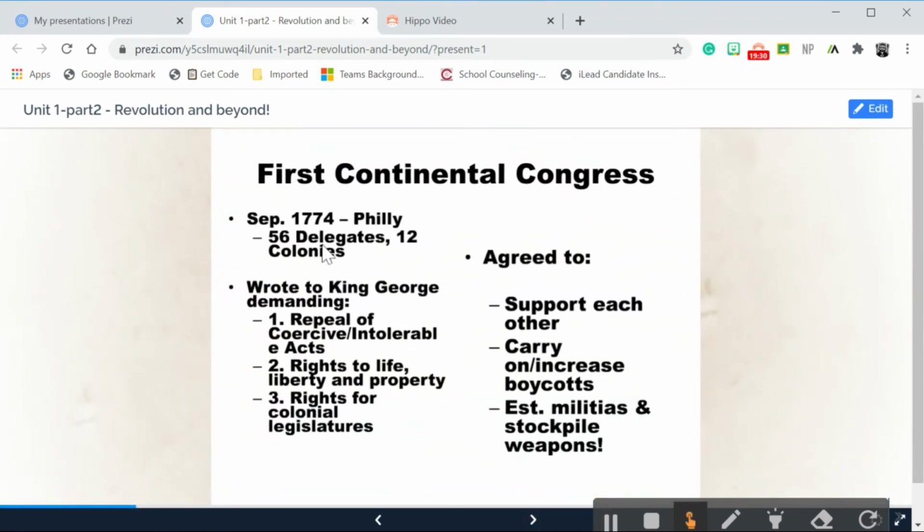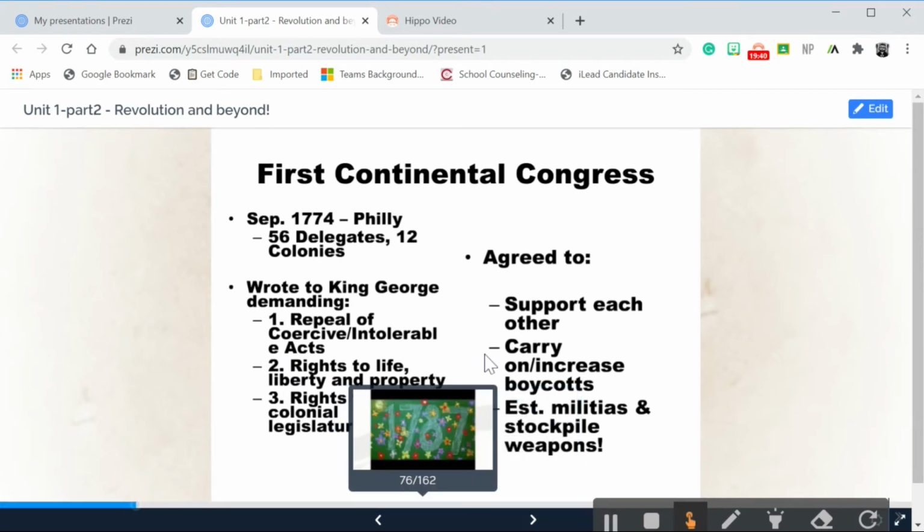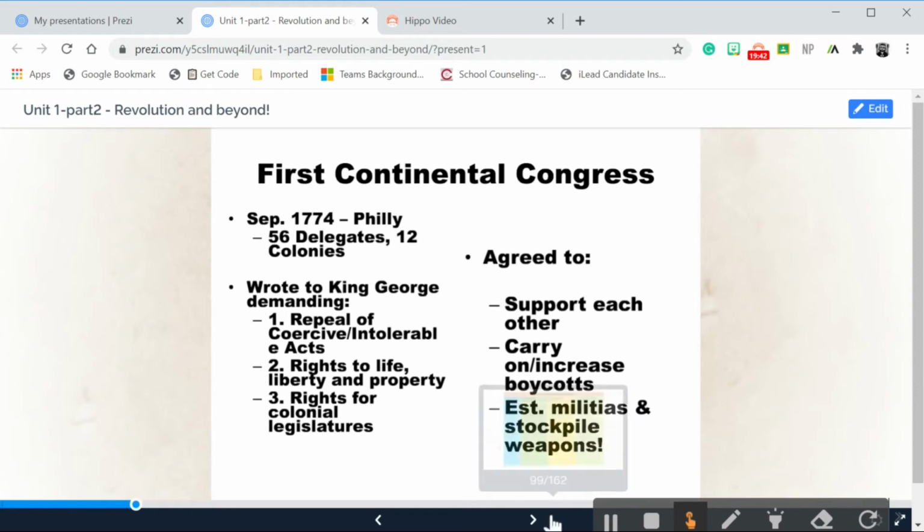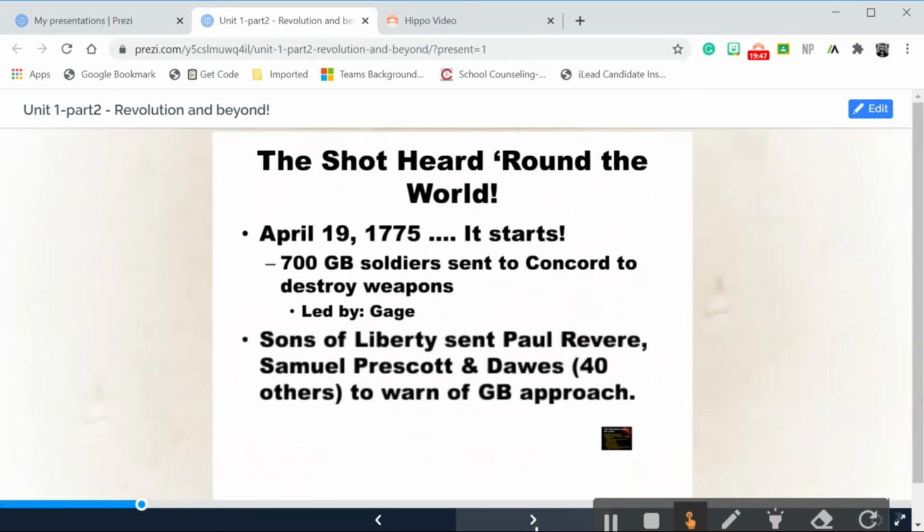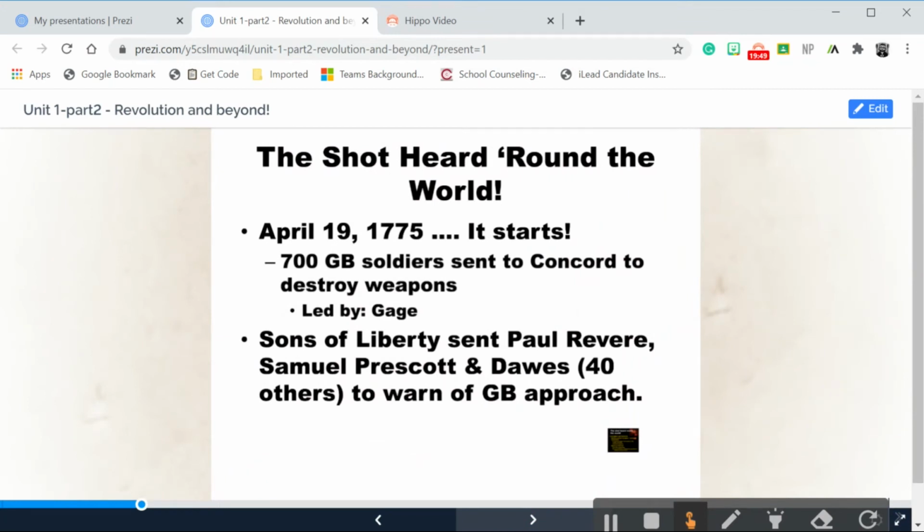Like I said, it was 56 delegates, 12 colonies, who wrote to the king demanding repeal of the acts, rights to life, liberty, and property, rights to colonial legislators, and agreed to support each other, carry on boycotts, and establish militias and stockpiles of weapons. So they're ready to go fight now. The shot heard around the world happened on April 19th, 1775.